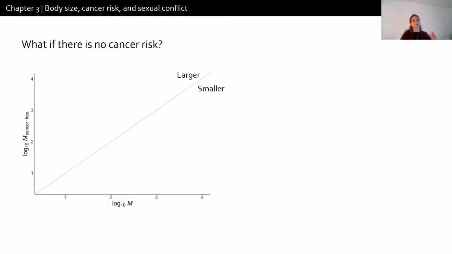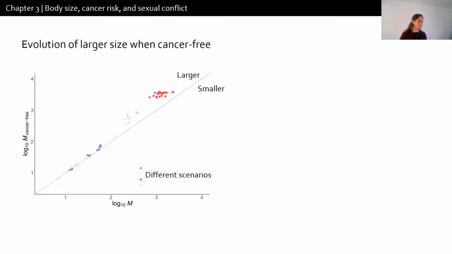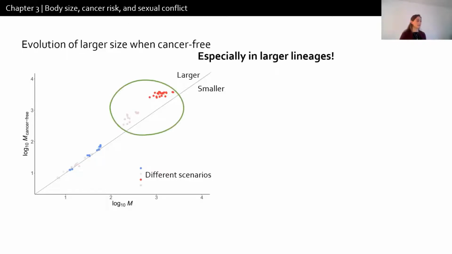Above the diagonal are the cases where removing cancer risk led to larger body size, whereas below the diagonal are the cases where removing cancer risk led to a smaller body size. You don't have to know what the different scenarios are here, but what I would like to show is that we see the evolution of larger size when lineages were cancer-free. This was especially the case in larger lineages, which was also in line with our analytical results that I haven't shown today.